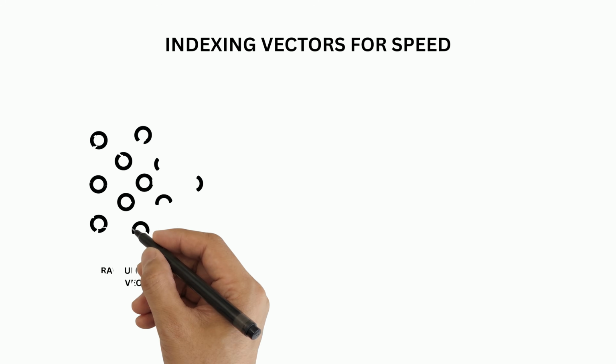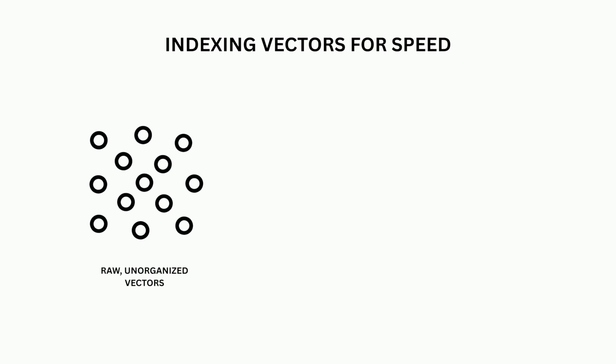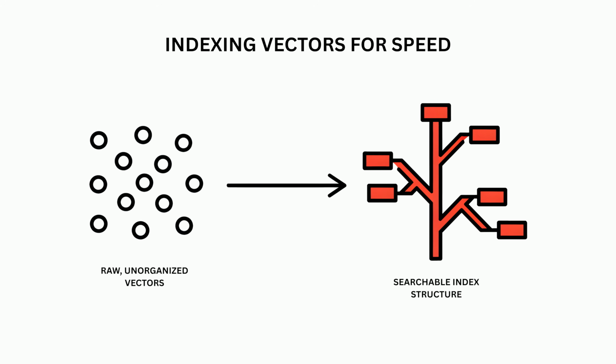To make that fast lookup possible, a vector database builds an index, an internal structure, often a graph or tree, that organizes vectors so nearby ones are easy to reach without scanning everything. Building this index takes real work upfront, but it's what turns a similarity search across millions of vectors into something that returns in milliseconds instead of seconds.